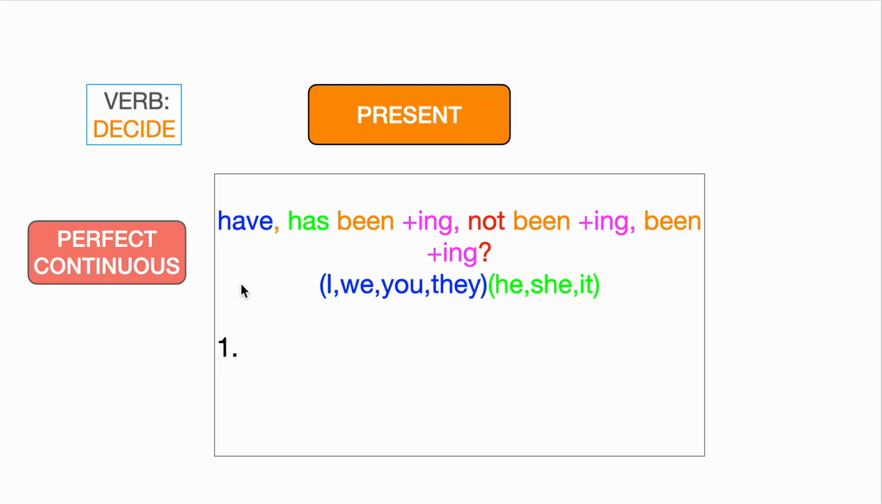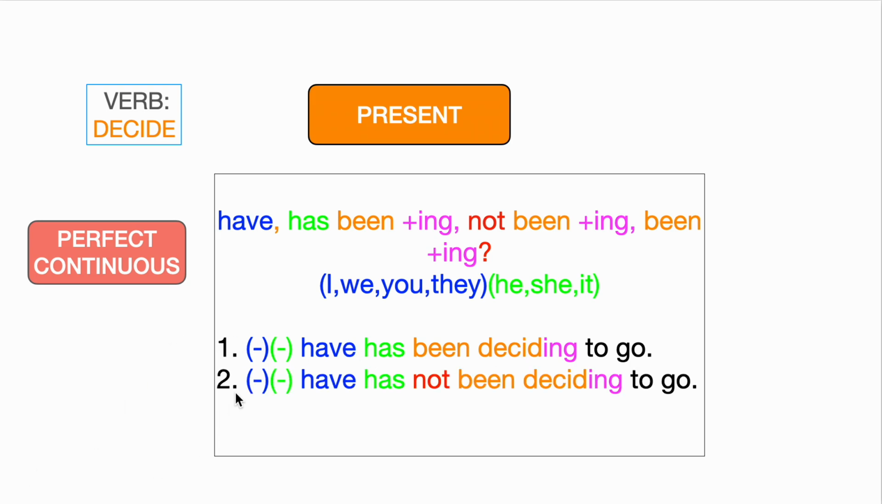And then this one is have or has been, present. All day long I have been deciding, and maybe I still am. She has been deciding. Or we have not been deciding, or he has not been deciding. And the question is, have they been deciding? Or has he been deciding to go?